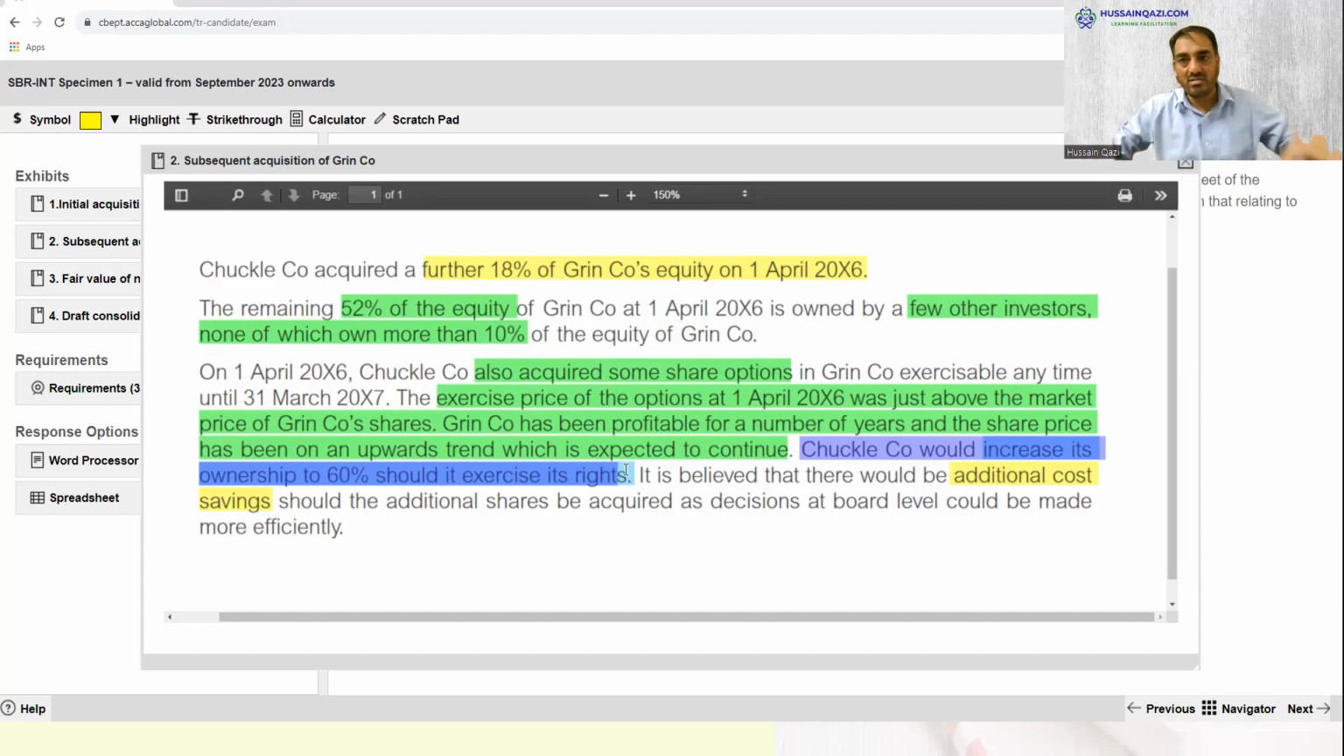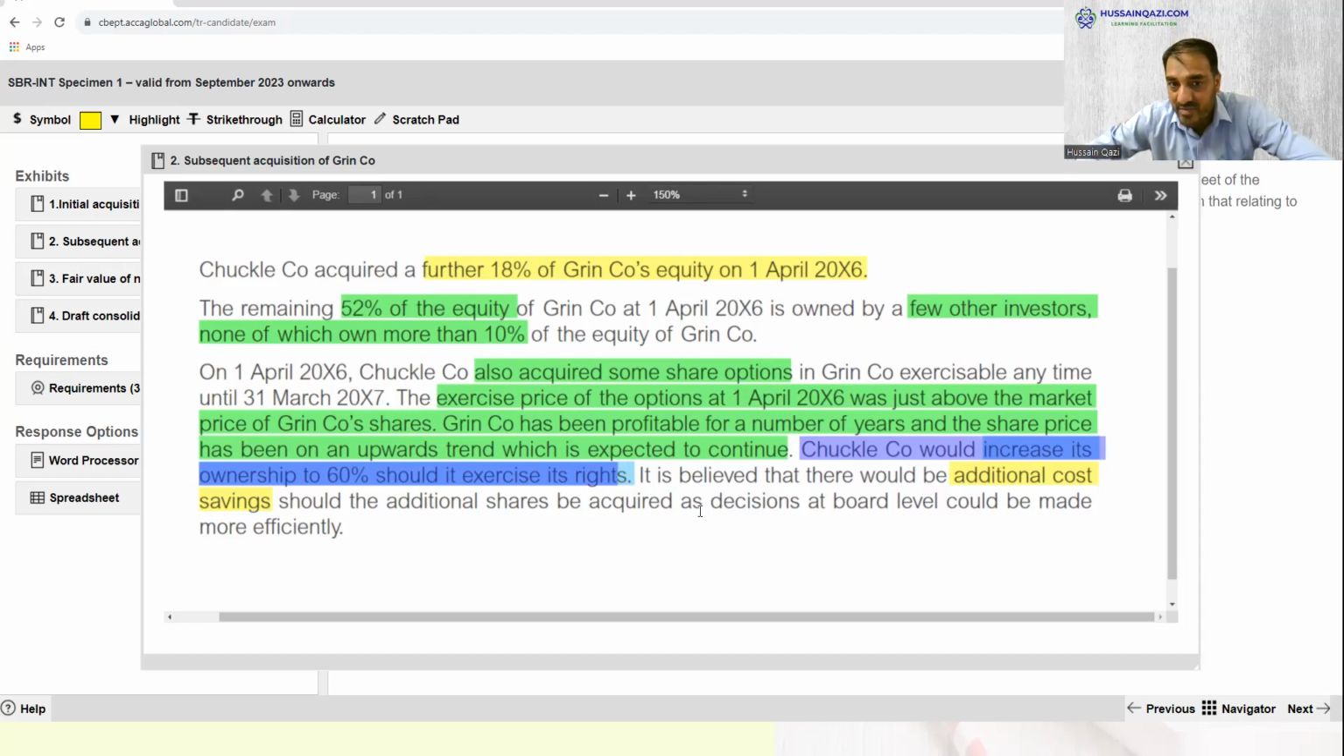What will happen in future? No worries. We will face the issue in future and then report it accordingly. But right now at 1st April X6, do the best measurement with the available reliable information. So based on this, Chuckle will declare Grins as a subsidiary.